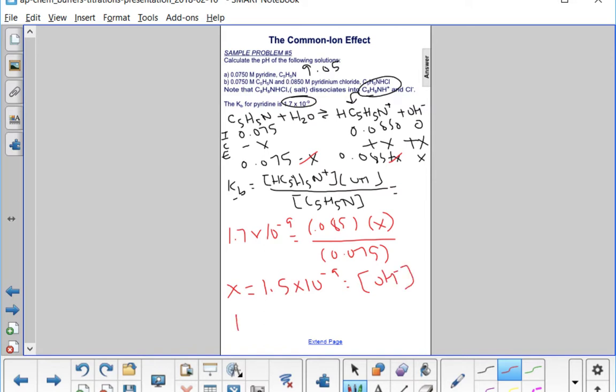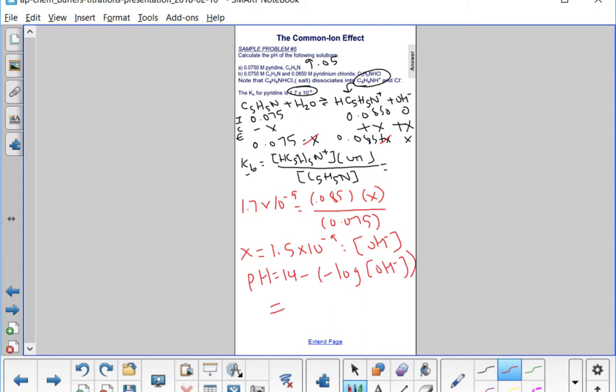So to find the pH, we do 14 minus the negative log of the hydroxide ion concentration. 14 minus the pOH gives us the pH. And we get 5.18. Less than our original pH of 9.05. As expected, as the equilibrium shifts to the left, decreasing the hydroxide ion concentration will also decrease the pH.